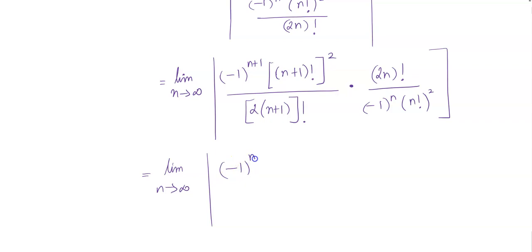Negative 1 power n times negative 1, right? Splitting that up. But also remember, this negative 1 would return as a positive because of the absolute value. So let's keep that in mind. Okay. And here, you split that up and remember to put the square.